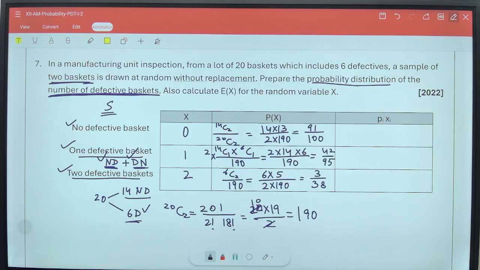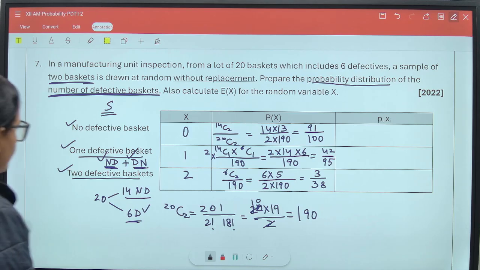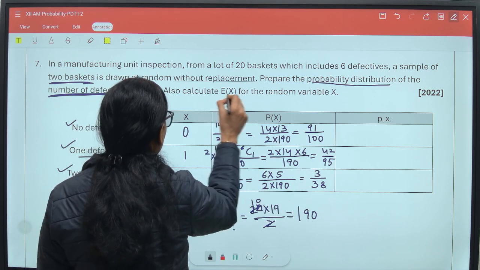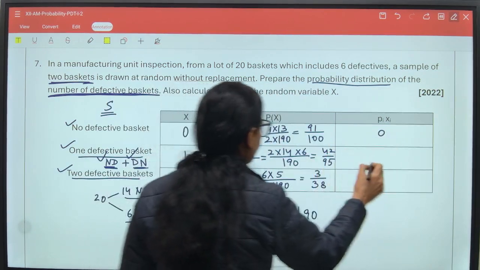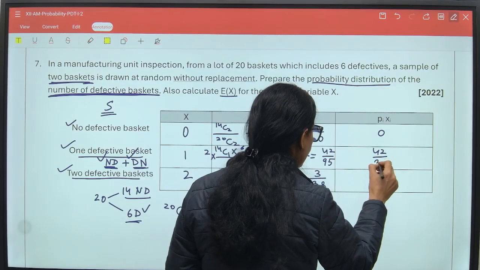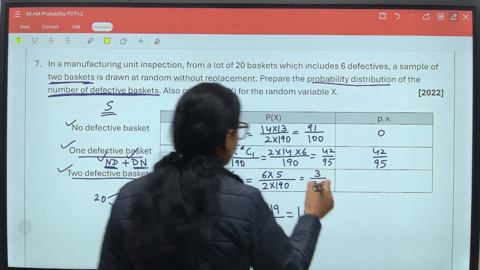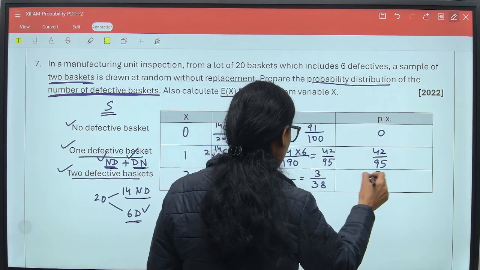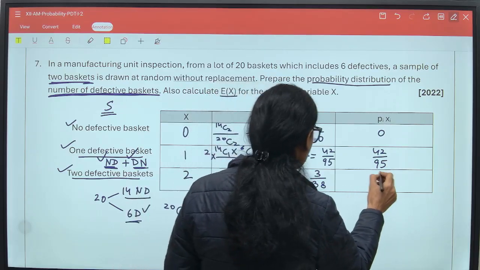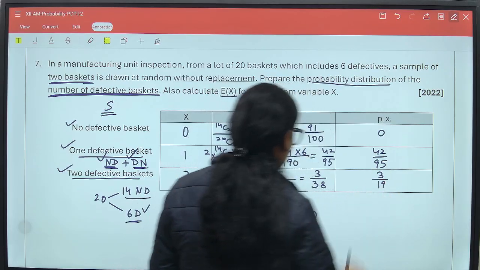So now we have the probabilities of 0, 1 and 2, all the values of the random variable. So let's find Pi xi because we need to calculate the expectation. So here it is 0, 1 into 42 by 95 is 42 by 95, 2 into 3 by 38 is going to be 3 by 19.